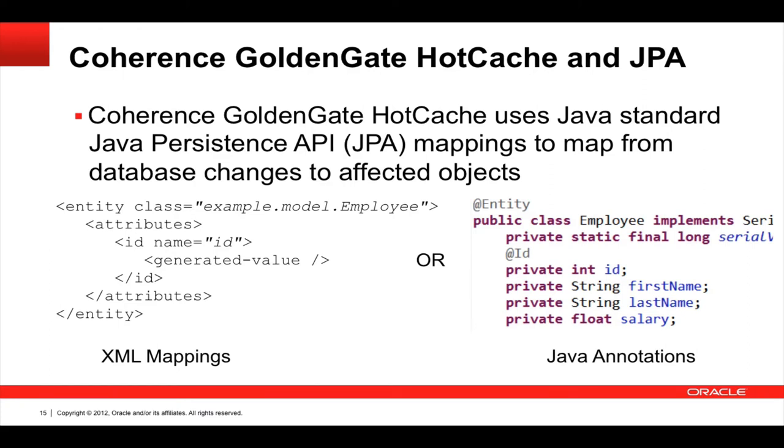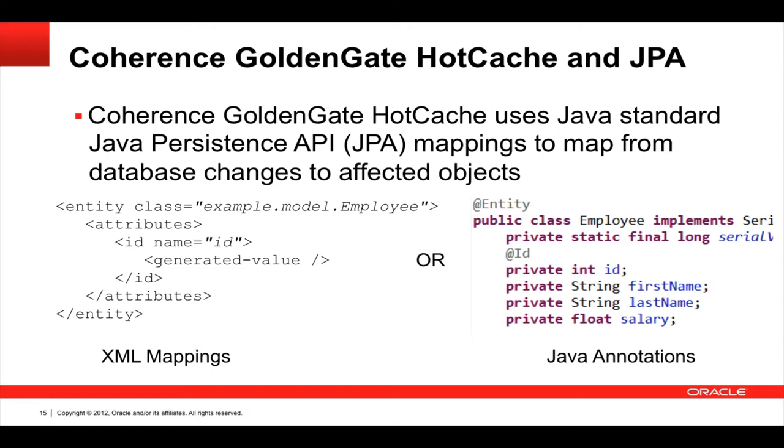So let's look at how this actually works a little bit more in detail. The key feature I mentioned that was missing, the missing link as it were, is the connection between the database change and the Coherence cache objects that are affected by that change. And what we're doing is we're using the Java Persistence API mapping metadata to describe how classes in the cache are associated with database rows, columns, etc.